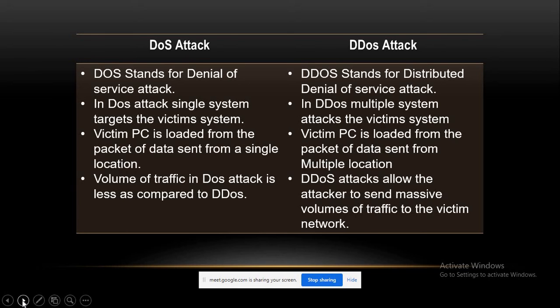The DOS attack stands for denial of service attack and DDoS attack stands for distributed denial of service attack. In DOS attack, a single system targets the victim system, whereas in DDoS, multiple systems attack the victim system. The victim PC is loaded with packets of data sent from a single location in DOS attack, whereas in DDoS attack, a victim PC is loaded with packets of data sent from multiple locations. Volume of traffic in DOS attack is less as compared to DDoS, whereas in DDoS, the attacks allow the attacker to send massive volumes of traffic to the victim network. Next, my friend Jitendra will continue.